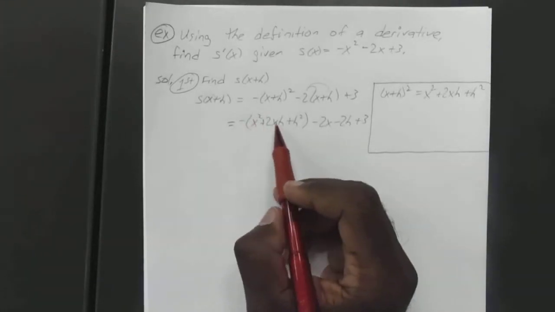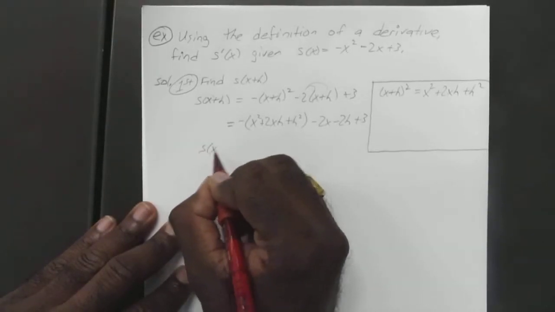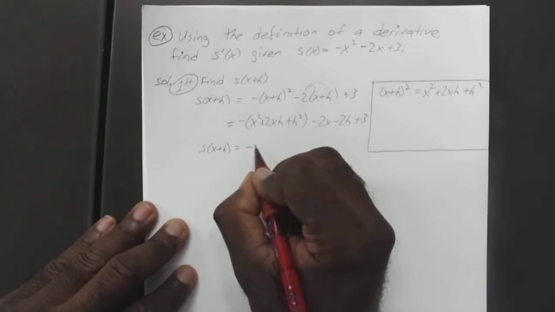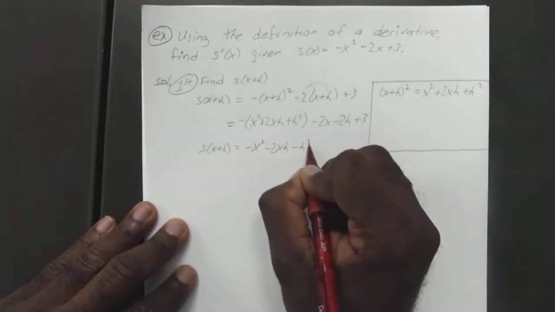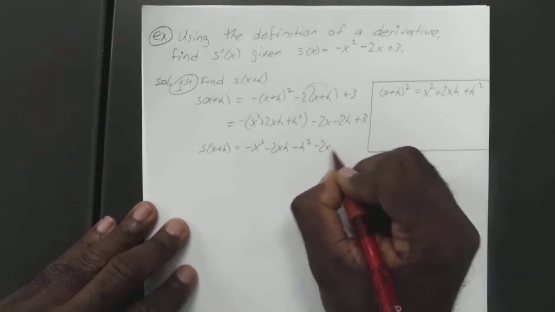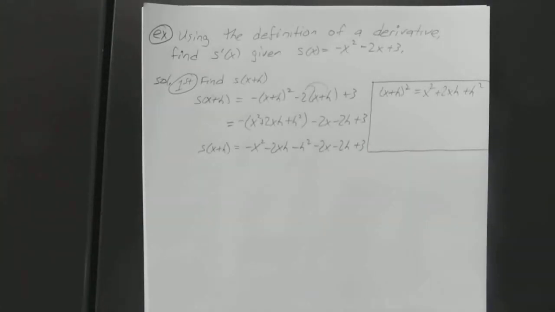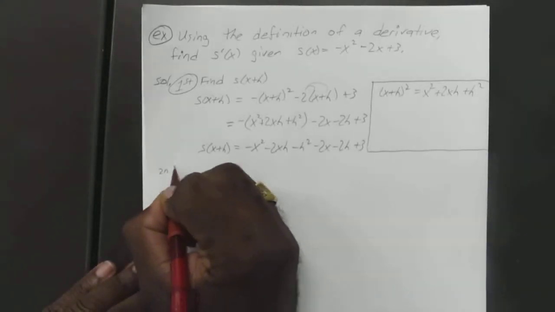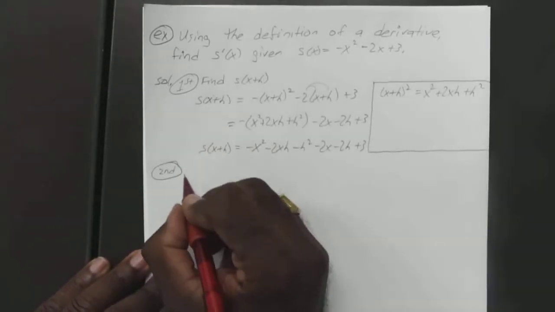So we can also distribute this negative 1. So we know our s of x plus h is going to equal negative x squared minus 2xh minus h squared minus 2x minus 2h plus 3. Okay, so we have that part. Okay, second step, we already know what our s of x is. So we just plug it into our formula, same way we did before.